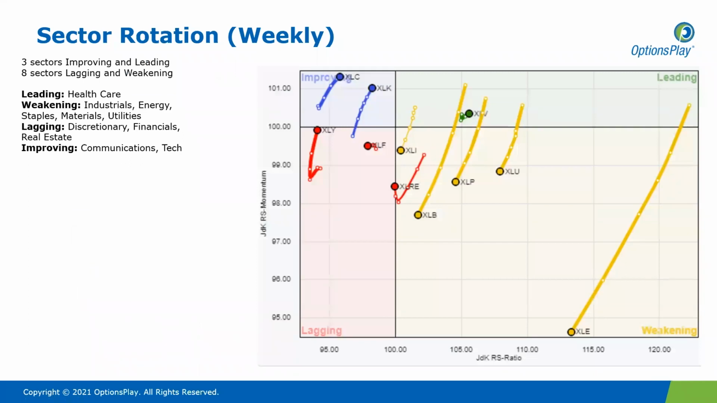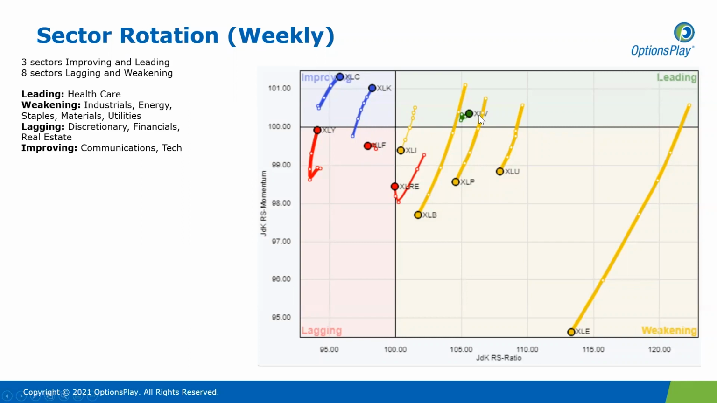Okay, let's take a look at some sector rotation. We have 3 sectors in the improving and leading category. We have 8 in the lagging and weakening category. A lot of momentum lost in energy from the leading all the way into the weakening category. Not outright bearish, but definitely not bullish just yet. We'll have to see what happens within that sector and within oil.